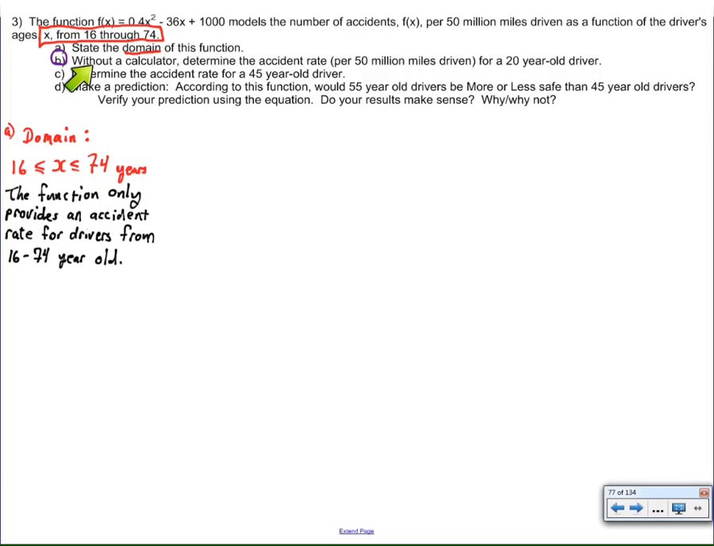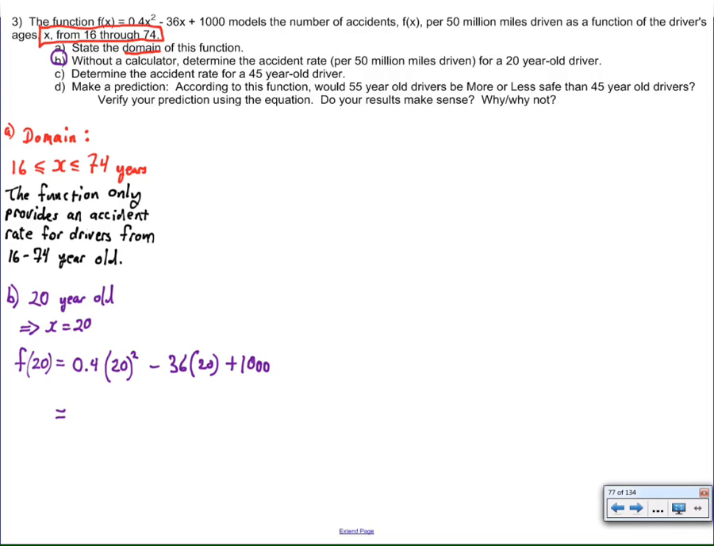Now I get to part B, and it's asking me to determine the accident rate for 20-year-olds. 20 years is the age. Age represents the x. So what I'm looking for is, 20-year-olds means x is 20. I'm looking for f of 20. Most important in this is the notation, the skill notation that we're working with. Wherever there was an x, we substitute a 20. So we need to square 20, multiply by 0.4, multiply 20 by 36 and subtract that, and then add 1,000 to the end. The rest is just arithmetic, really.